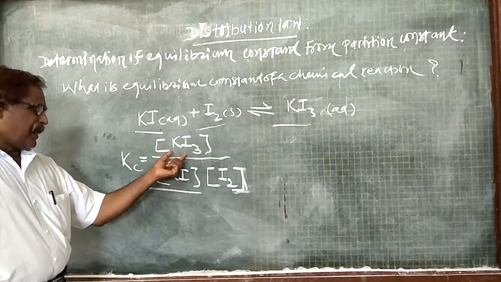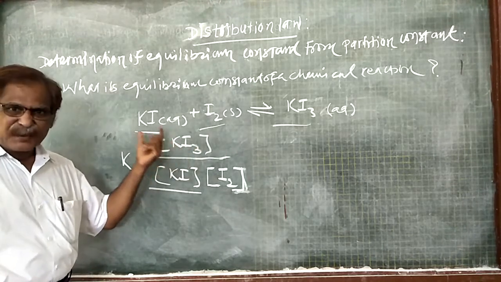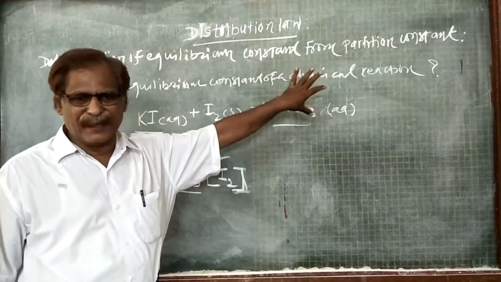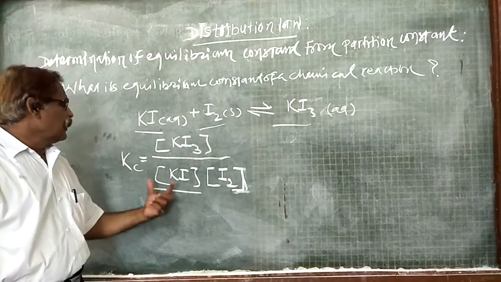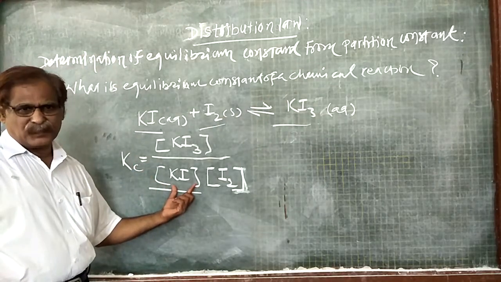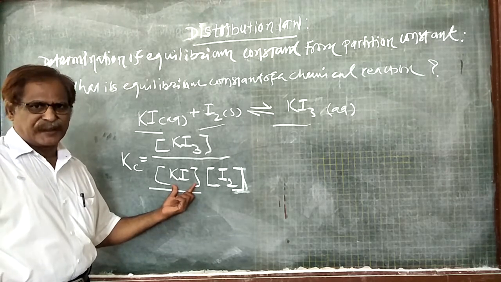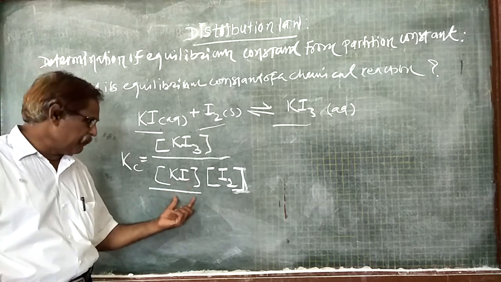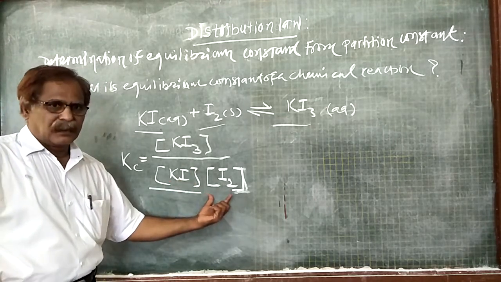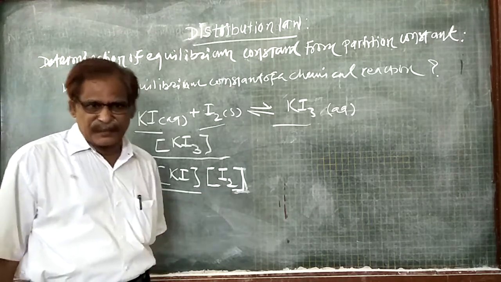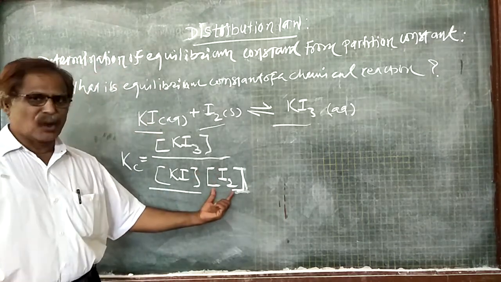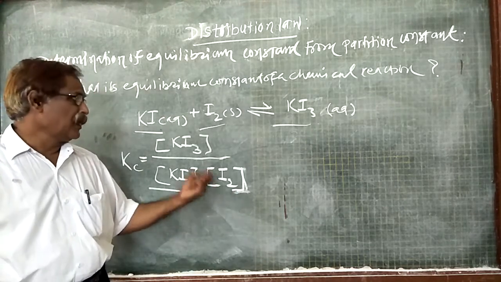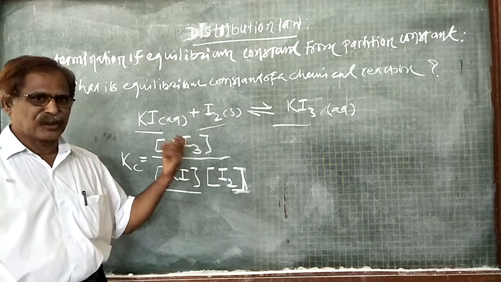where KI3 in square brackets represents the molar concentration of the potassium triiodide complex at equilibrium. KI in square brackets represents the molar concentration of free or uncombined KI at equilibrium. And I2 in square brackets represents the molar concentration of uncombined or free iodine present in that reaction mixture at equilibrium.